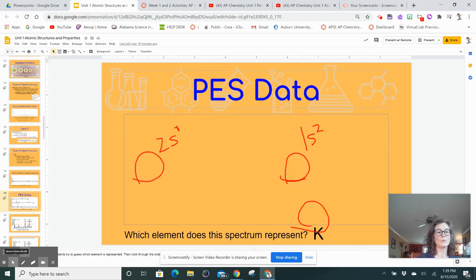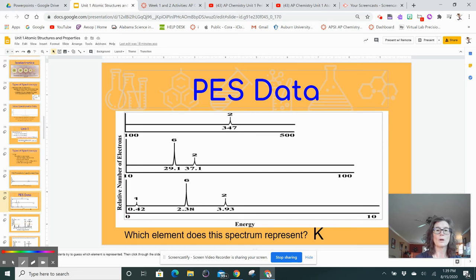Let's look at another example. Okay, so here we have several different ones, but it's still the same concept. So this is our energy from 0 to 10, from 10 to 100, 150. So this is the one closest to the nucleus, and then this one would be the one furthest away. So this one has a relative height of 1, and this is 2, and this is 6. So these are s orbitals, and these are p orbitals. Okay, so this one is going to be our 1s2.